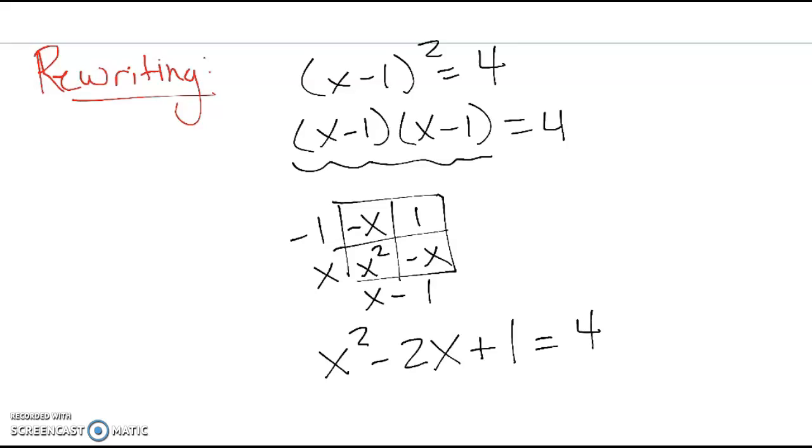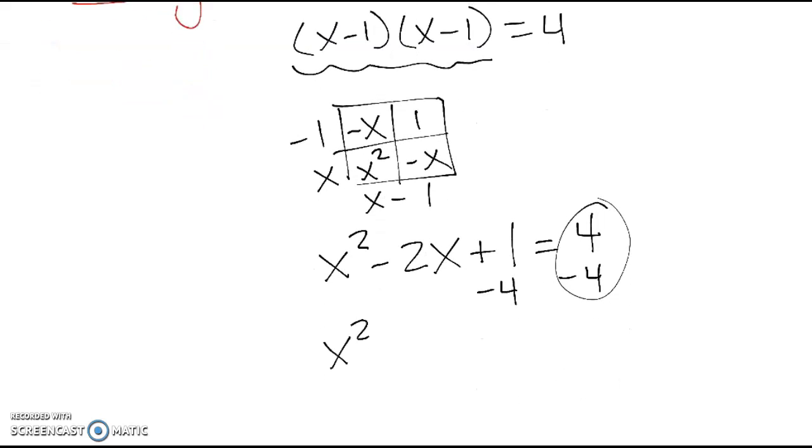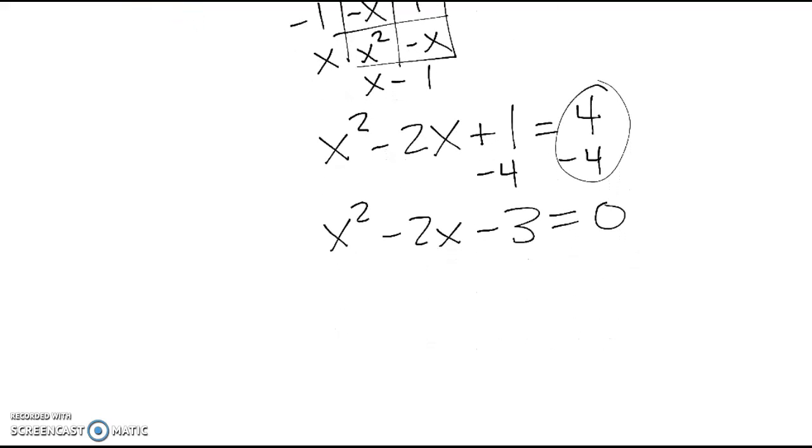All right, now if I'm trying to solve for my x-intercepts, I'm going to need to get this equation equal to 0 so that I can factor this and solve for my x-intercepts. So the next step, take away 4 from both sides. And I have x squared minus 2x. When I combine a 1 and a negative 4, I get negative 3 equal to 0. Okay, so I'm going to do my generic rectangle and my diamond to get this factored.